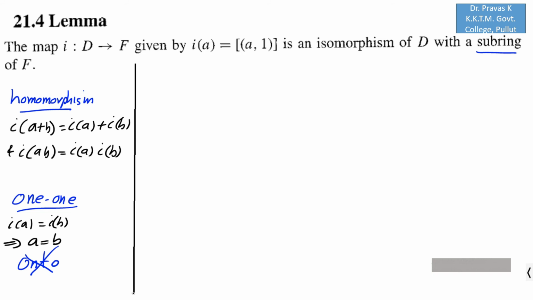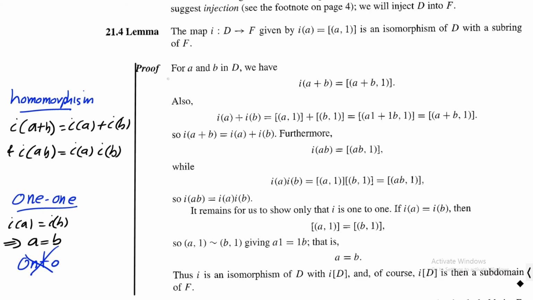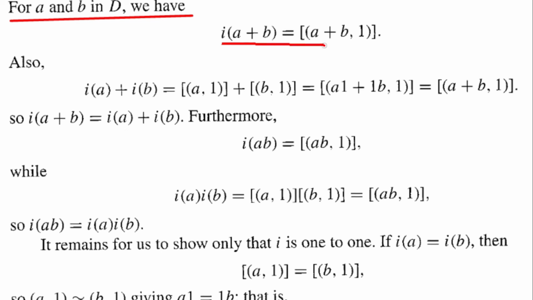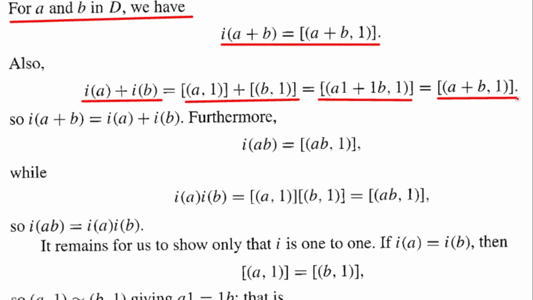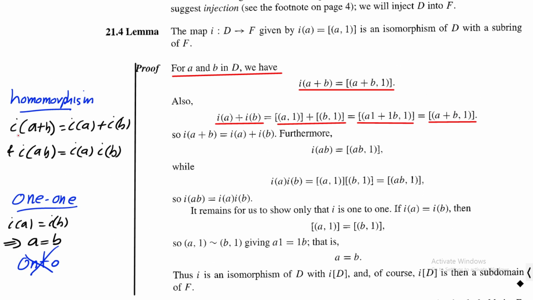If I directly take you to the place where it appears in your textbook, we have A and B as elements of capital D. We need to prove the first property, that is I(A + B) = I(A) + I(B). By definition, I(A + B) is the equivalence class of (A + B, 1), and I(A) + I(B) also takes you to the same equivalence class, and hence the first condition for the ring homomorphism is satisfied.